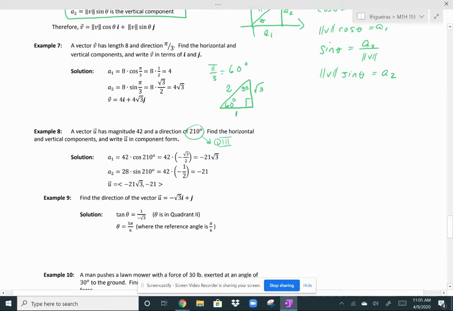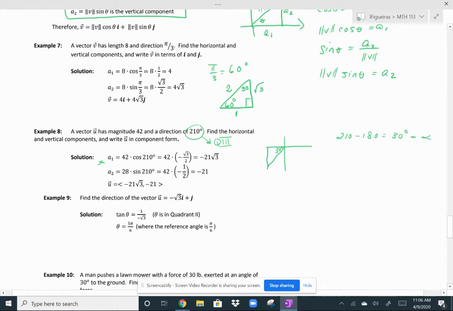And if you're in quadrant 3, that means that my x and y components, my horizontal and vertical components, must both be negative. All right, so we're going to find the components. So a sub 1 is 42 times cosine of 210. So 210 is actually a special angle because when you figure out the reference angle, it is 30 degrees. And that's because 210 minus 180 is 30 degrees, and that is your reference angle.